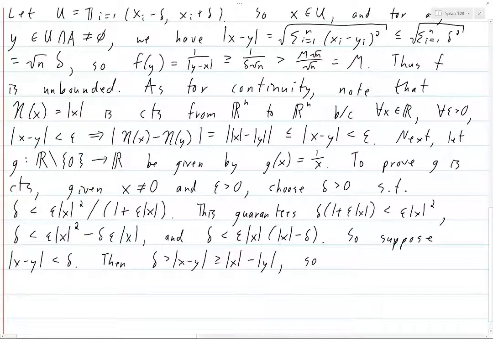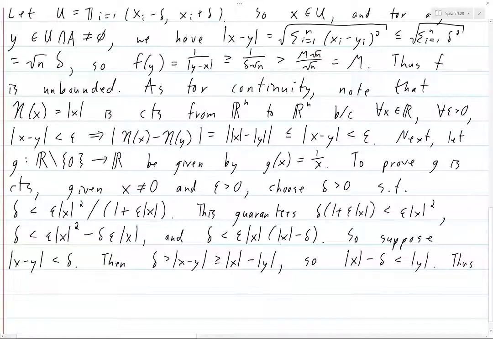So, what does this tell us? This tells us that the norm of x, we sort of move things around. We take x and we move the delta over to this side, and that's going to be less than the norm of y.